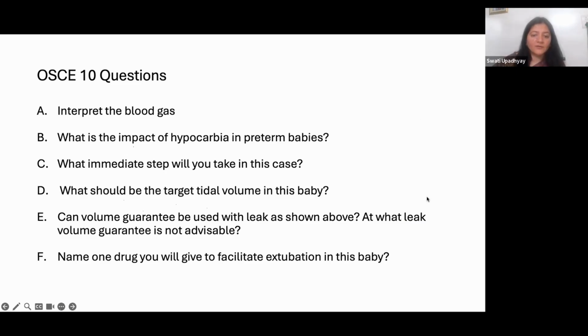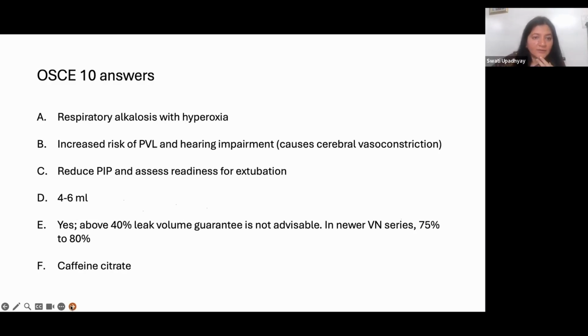So name one drug to facilitate extubation in this baby. Caffeine citrate. Yes, correct. As we all know, all babies, particularly very preterm babies less than 1.25 kg, peri-extubation, or even now we have actually gone away from peri-extubation, we start caffeine early in these babies. It helps in reducing apnea, improves the extubation success, and along with early CPAP and early surfactant, it also helps in reducing BPD. So I think with this we'll end the questions here. We can take up the next question.